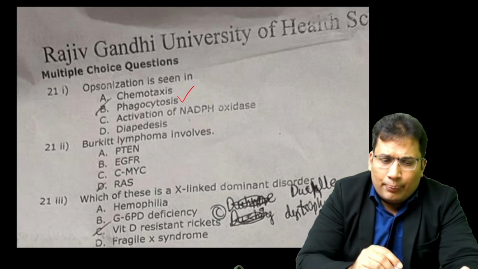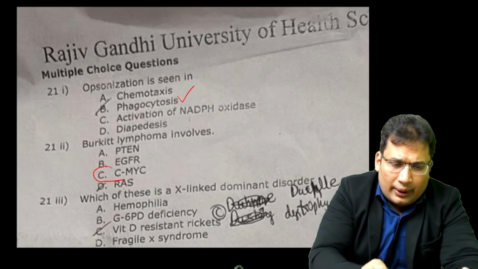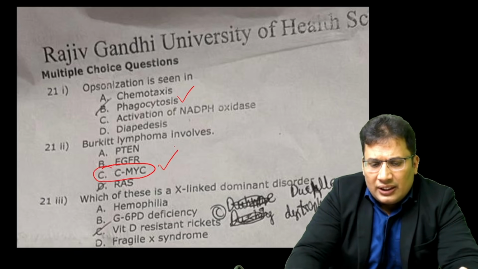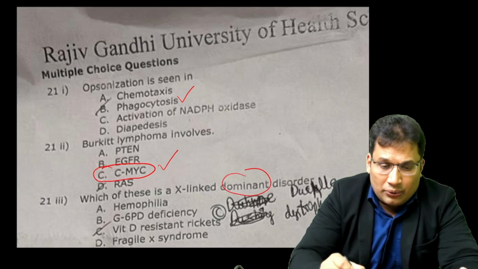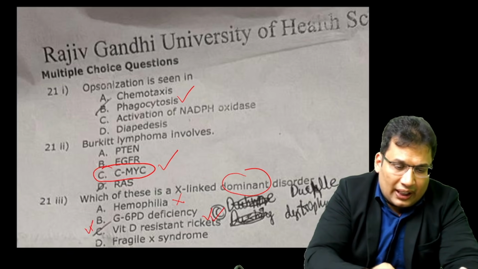The correct answer is B. Burkitt's lymphoma, the answer would be C-MYC. That would be the correct answer. Which of these is an X-linked dominant disorder? X-linked dominant, not recessive. Hemophilia is recessive, you know that. So basically it is vitamin D resistant rickets. So C is the correct answer.